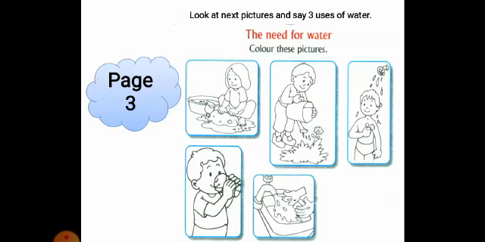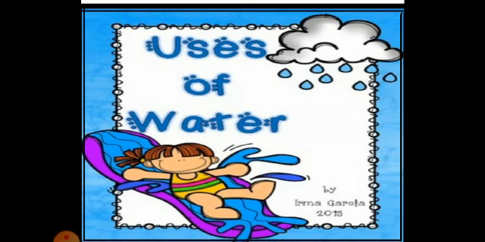Page number 3. Look at the next picture and say 3 uses of water. Uses of water. Do you remember them? Before we solve it, we will take a quick revision about this topic. Uses of water. Let me ask you some questions. Is water important for us? Of course. Water is very important for us. We can't live without water. Can you live without drinking water all day? Of course not. So, now we will talk about some uses of water.